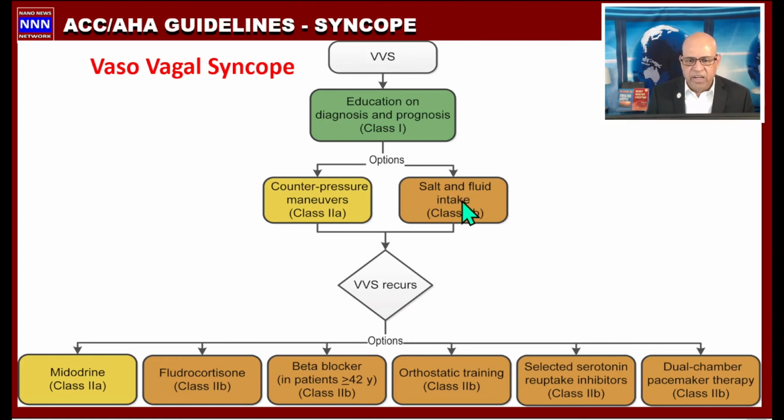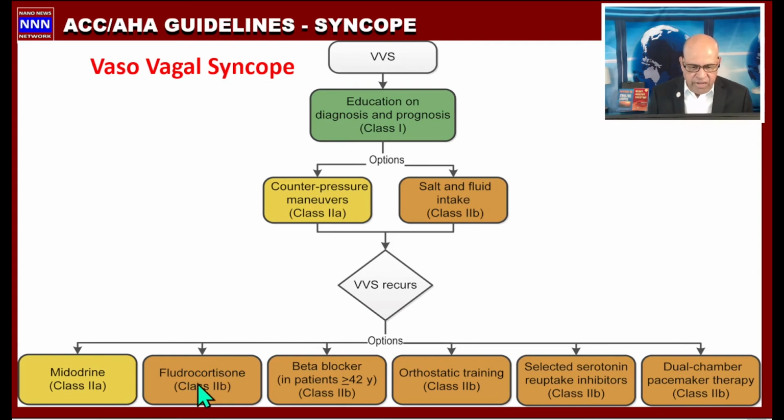That can be done with increased salt and fluid intake. We can also use some countermeasures, which is a class 2 indication. And if these things don't work, we can use midodrine, which is a class 2-1 indication, which increases vasomotor tone and helps to get the blood back into the main circulation.